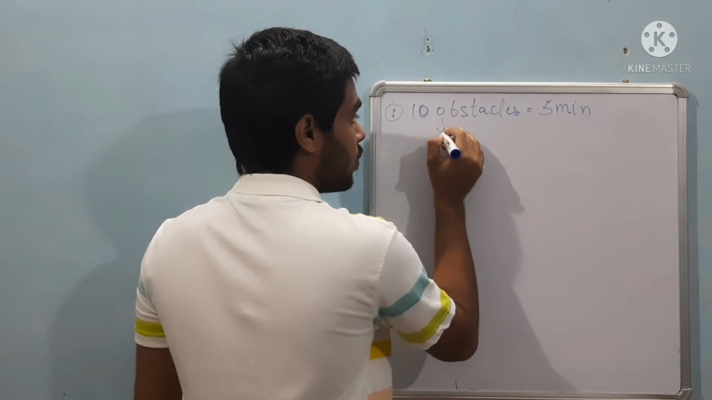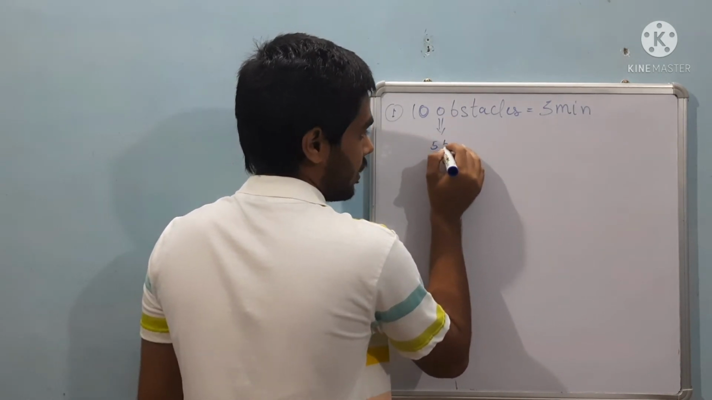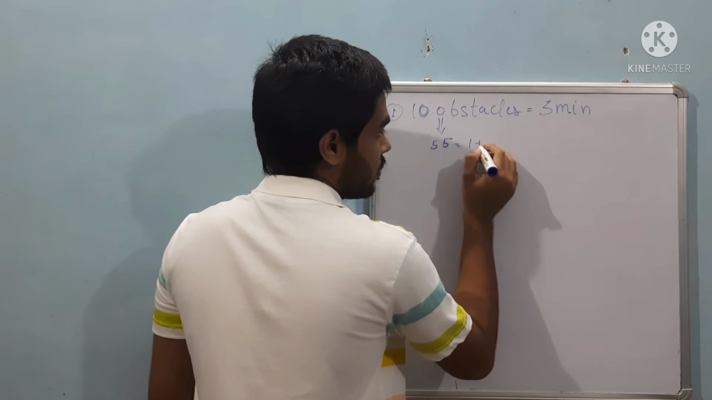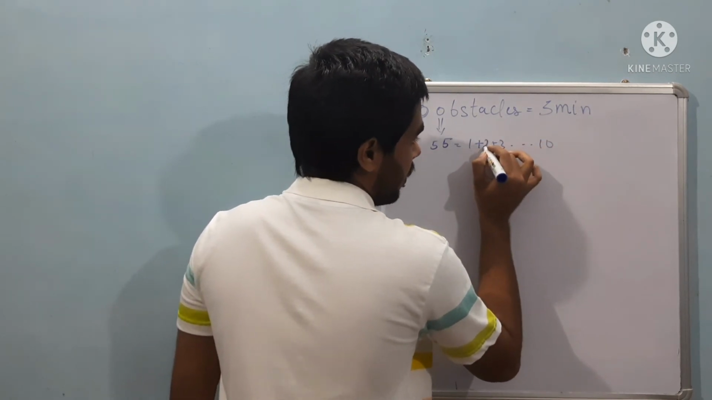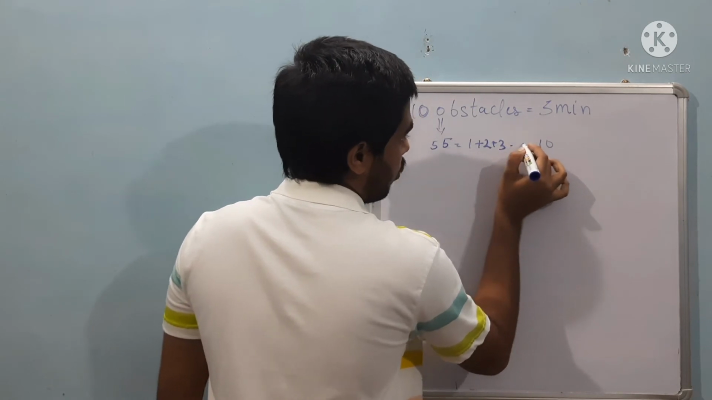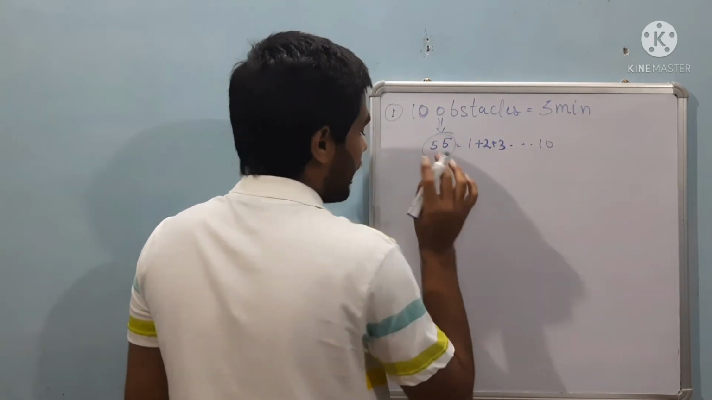Now the 10 obstacles will give you 55 marks. That is 1 plus 2 plus 3 up to 10. The 10 obstacles have individual marks also. So 55 is the grand total.